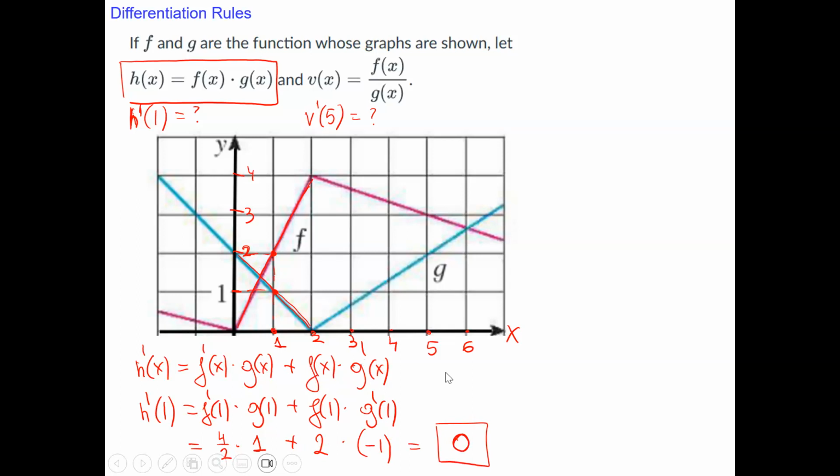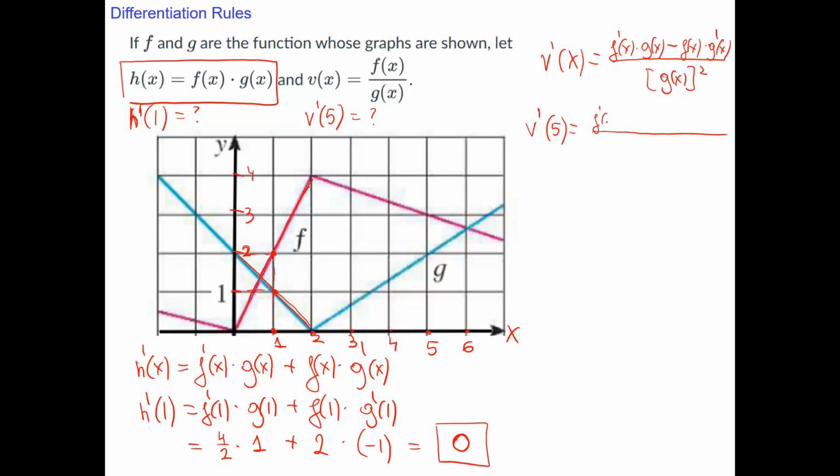we of course may switch the order because addition, yeah, we may switch it. Okay, now let's find the derivative of v, quotient rule. Derivative of f times g minus f times derivative of g, and then g of x squared. Now let's substitute 5. We will need f prime at 5 times g at 5 minus f at 5, g prime at 5, and then g at 5, the value squared.